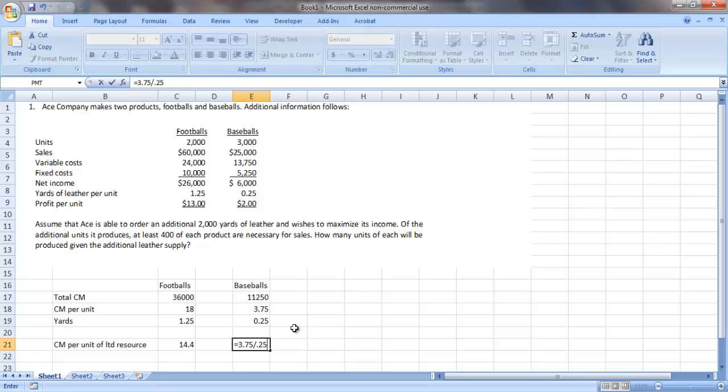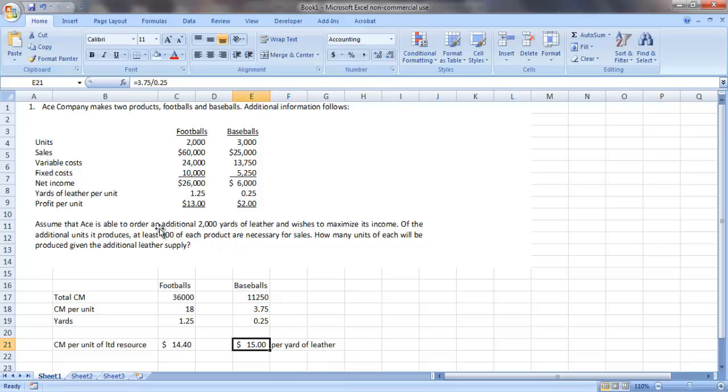The baseballs, on the other hand, generate much lower contribution margin per unit of product, but require much less of the limited resource to produce. So the baseballs actually produce $15 of contribution margin. Again, this is per yard of leather in this case. So given that information, we want to focus on producing as many baseballs as we can, since they are more profitable when it comes to making use of our limited resource.